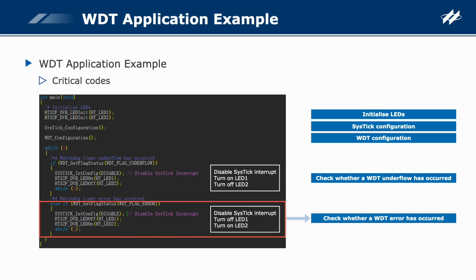Then, check the watchdog timer error flag. If a watchdog timer error has occurred, disable the SysTick tick timer interrupt and control the relevant LEDs. The program will then enter an empty loop. Otherwise, end the judgment of this round. If no flag is set high, the program will repeat the above program until the relevant flag bit is set high. That concludes the tutorial.